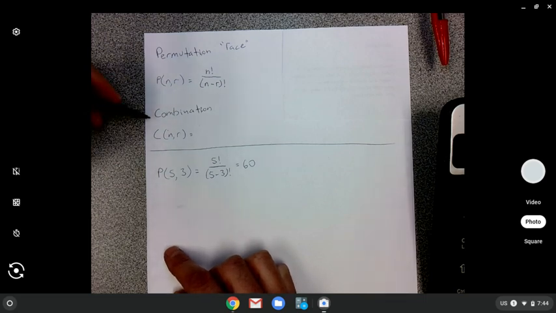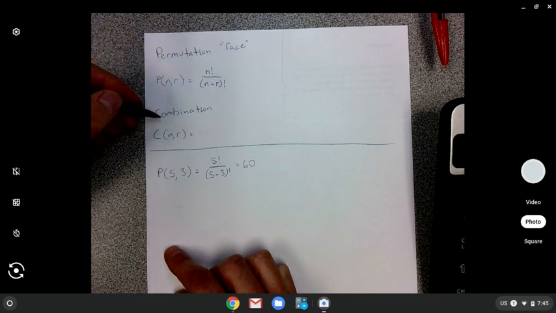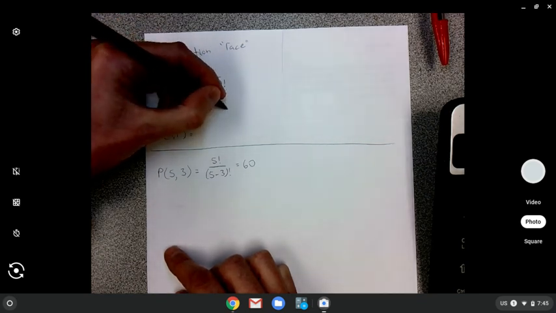A combination. The only difference between a permutation and a combination is that in a permutation, the order matters. In a race, first place and second place are different. A combination is a small group.